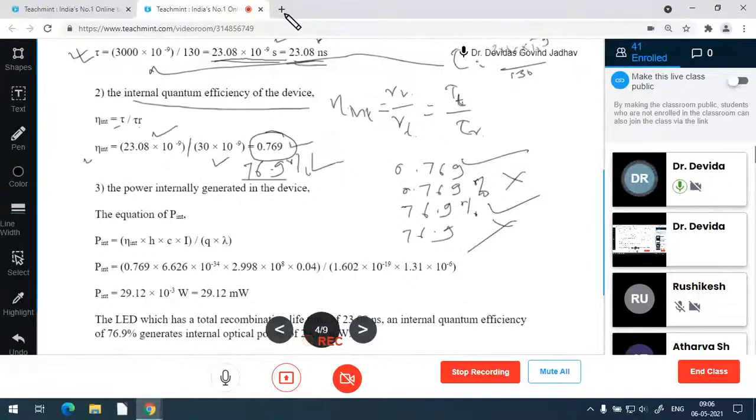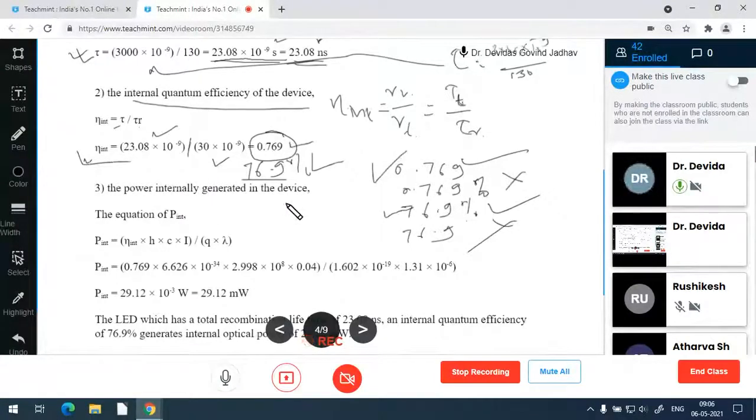Because the percentage sign is given, the point fraction is not there. Then multiply it with 100, so 76.9 is correct. If 76.9 is multiplied by 100, there must be a percentage sign. Without the percentage sign, it will be wrong. So without the percentage sign, it should be a fraction, and with the percentage sign, it should be multiplied with 100. So these are the answers for eta internal.